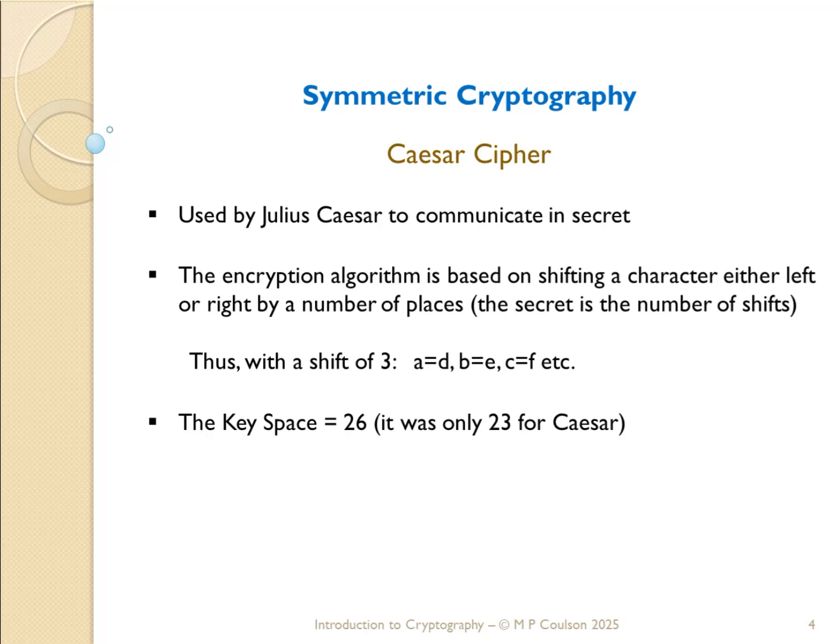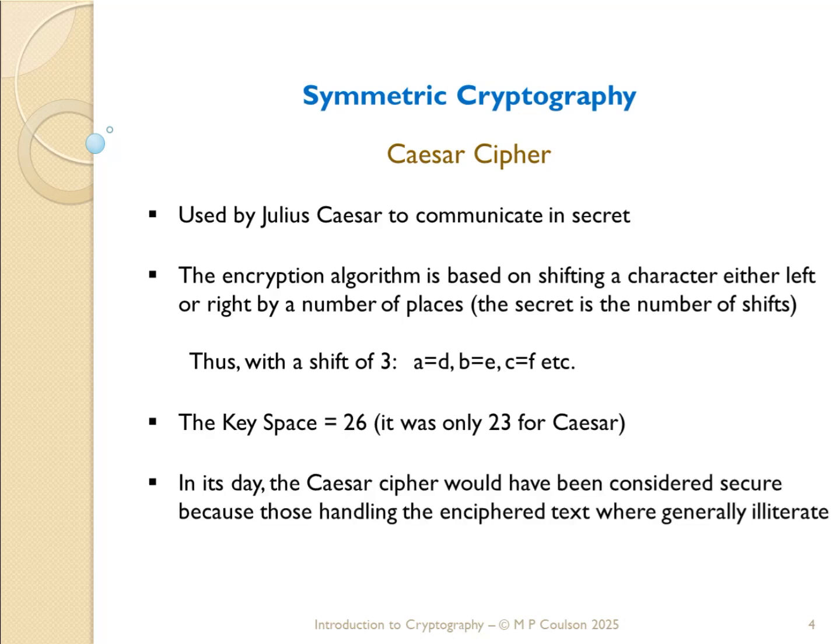The key space of the Caesar cipher, which is the number of different key combinations, is 26. However, for Caesar, it was only 23. In its day, the Caesar cipher would have been considered secure, because those handling the enciphered text were generally illiterate. However, being secure in today's world is a lot more than just encrypting text.